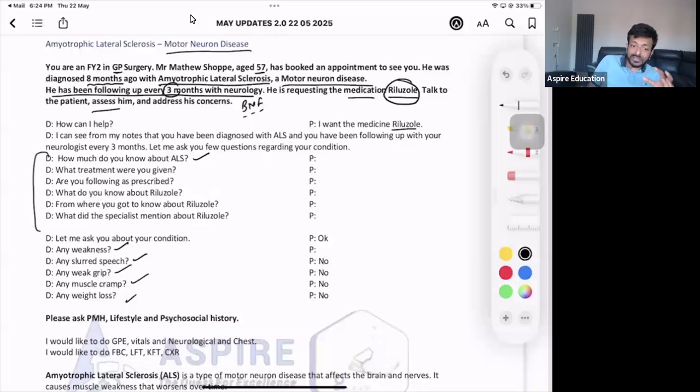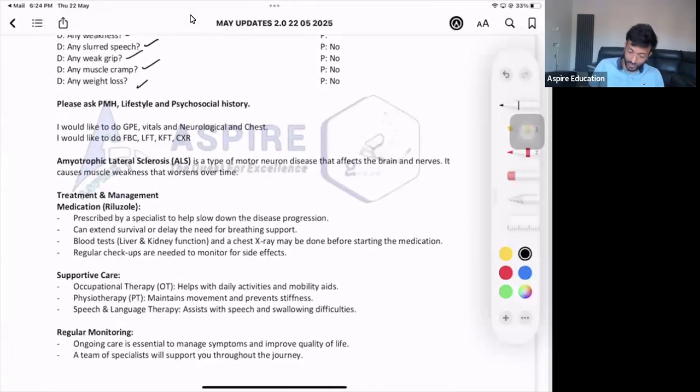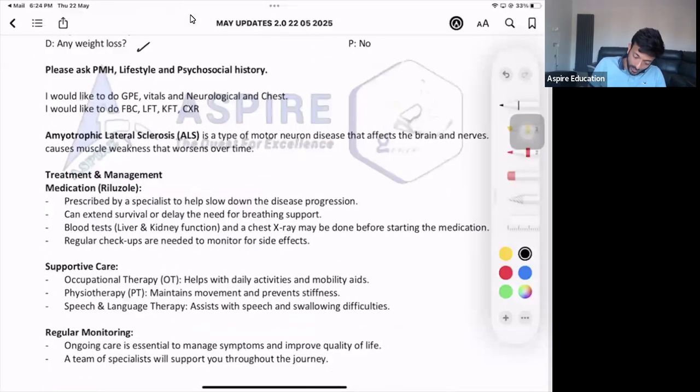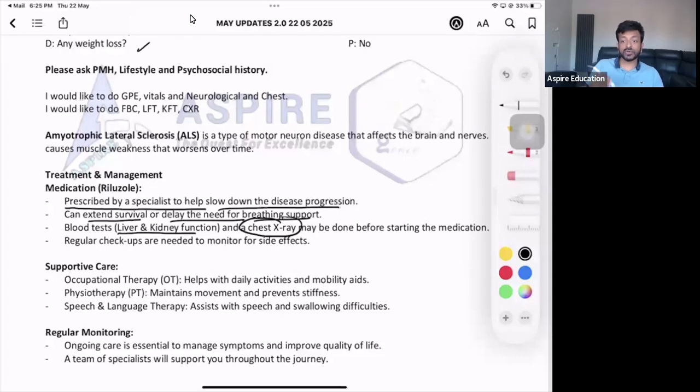Now, what is this riluzole? Are you going to start the patient on riluzole? See, riluzole is a medication prescribed by a specialist to slow down the progression of the disease. It can extend the survival and delay the need for breathing support. But we cannot give riluzole to every patient because we have to be very careful, as it can affect your liver and your lungs as well. So the specialists always go for liver and kidney function tests and a chest x-ray as well. And if everything is okay, we may be able to start the patient on this medication.